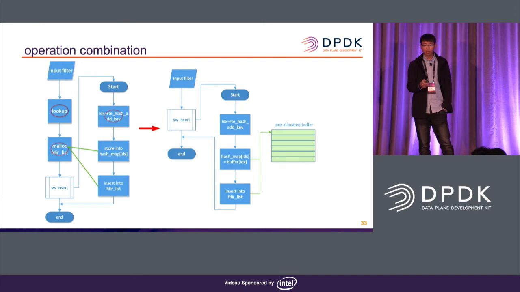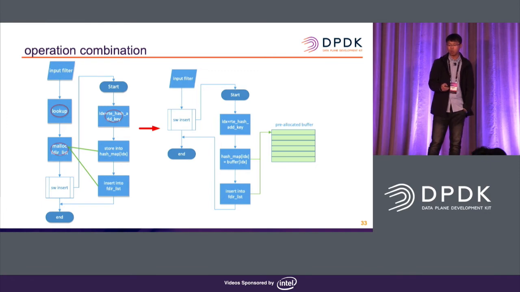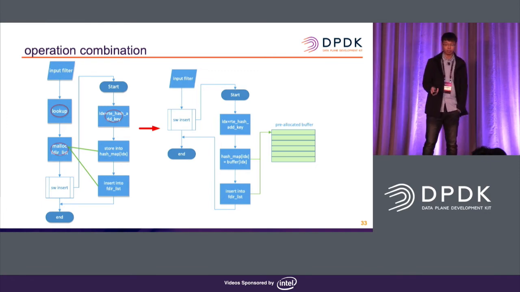We directly try to add the flow into the hash table. And if there's an existing key in the hash table, it means there's a conflicting flow, and we just return an error. Else, this is a new flow, then we just add it into the hash table. Then the hash value can be used to index a pre-allocated buffer to avoid the dynamic memory allocation.